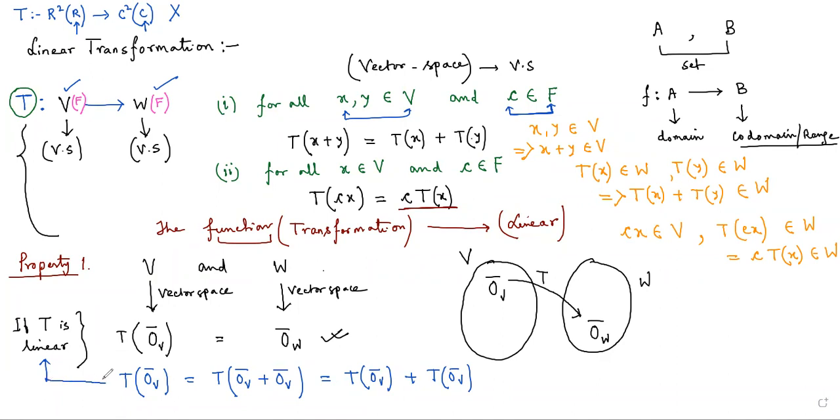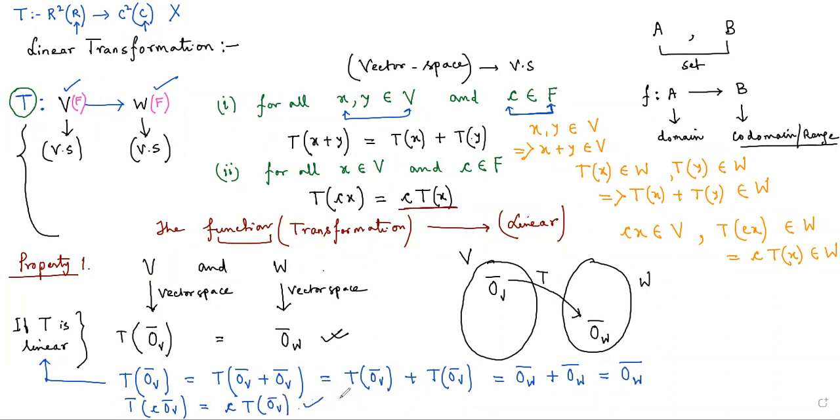I'm showing why T is linear. And T of 0v bar would be equal to 0 bar W, and T of 0v bar would be equal to 0 bar W, and the addition of these two gives 0 bar W. So T of 0v bar is equal to 0 W bar. Similarly, you can show the other property also. T of C into 0v bar, for some scalar C, you can easily show that this is equal to C into T of 0v bar.